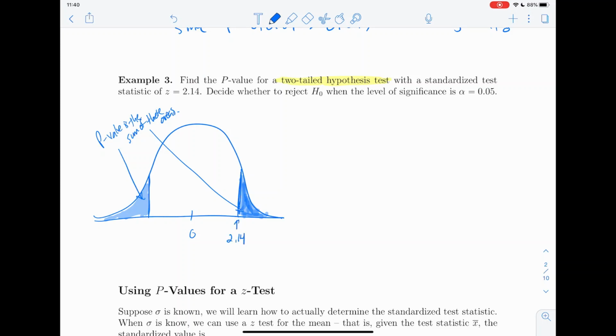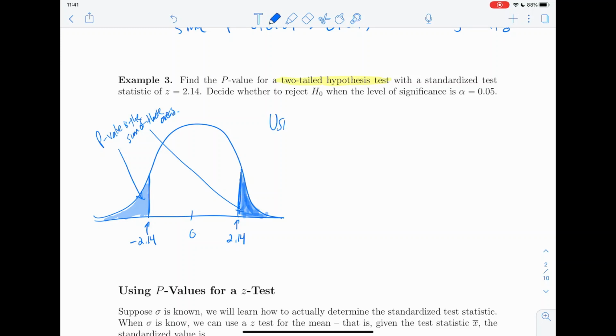The critical value to the left is also going to be not 2.14, but negative 2.14. And since the standard normal table returns areas to the left of a given statistic, what I'm going to do is compute this area over on the left using the table, and then simply double it to account for the other tail, and that'll give me my p-value.